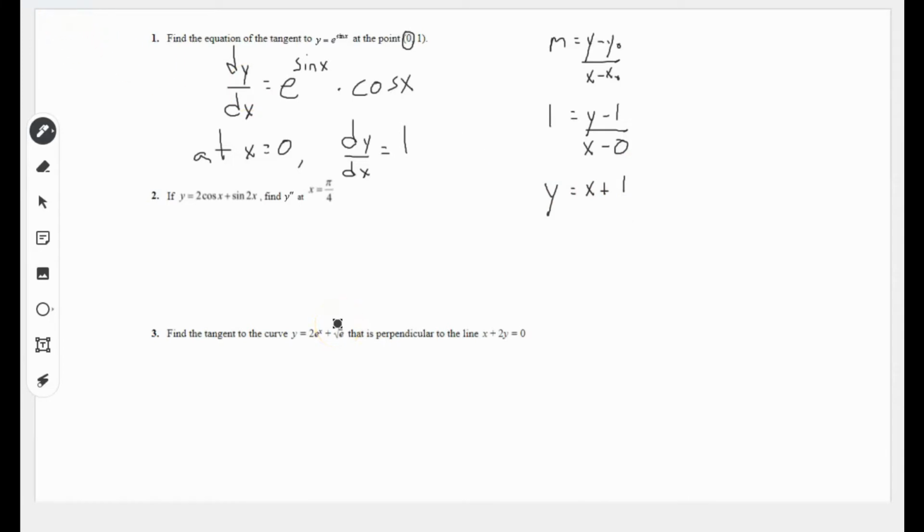Question 2 says we have this trig function, y equals 2 cos x plus sine 2x. And it says find the second derivative at x equals pi over 4.